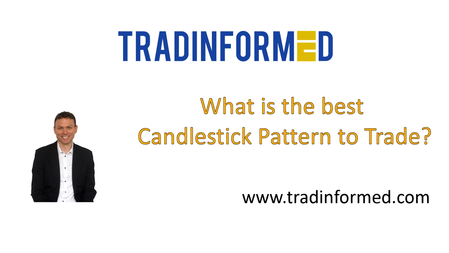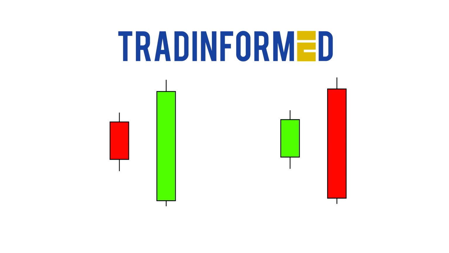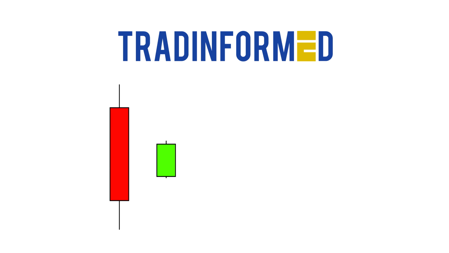So the three patterns that I'm going to use in this video are firstly the engulfing pattern. Now this can be either bullish or bearish, and it is where a larger second candle completely engulfs a smaller first candle. The harami pattern is almost the opposite of the engulfing pattern, and this is where a smaller second candle is contained within the body of a larger first candle.